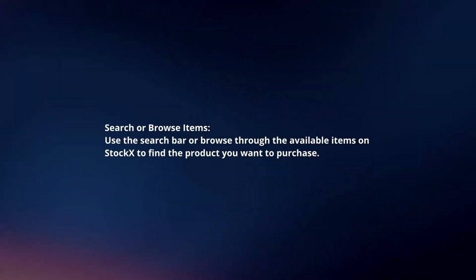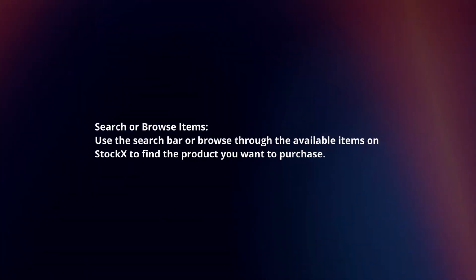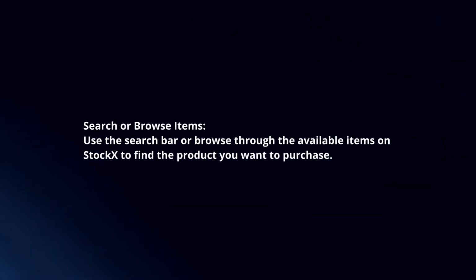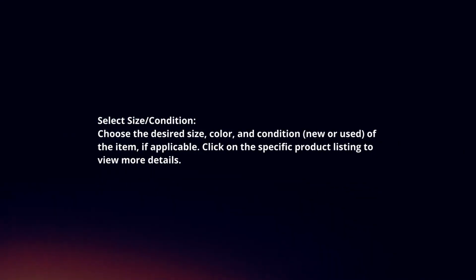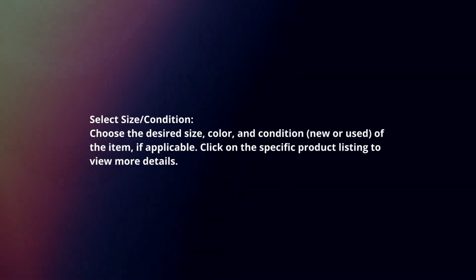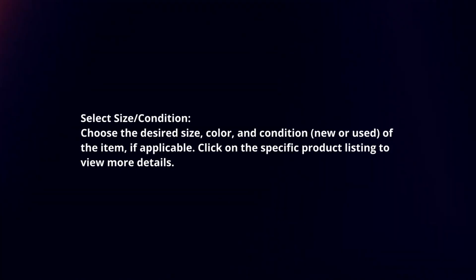Search or browse items. Use the search bar or browse through the available items on StockX to find the product you want to purchase. Select size and condition. Choose the desired size, color and condition of the item if applicable. Click on the specific product listing to view more details.